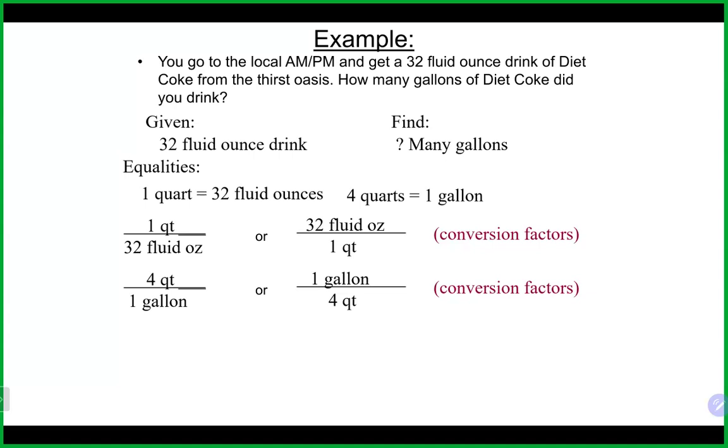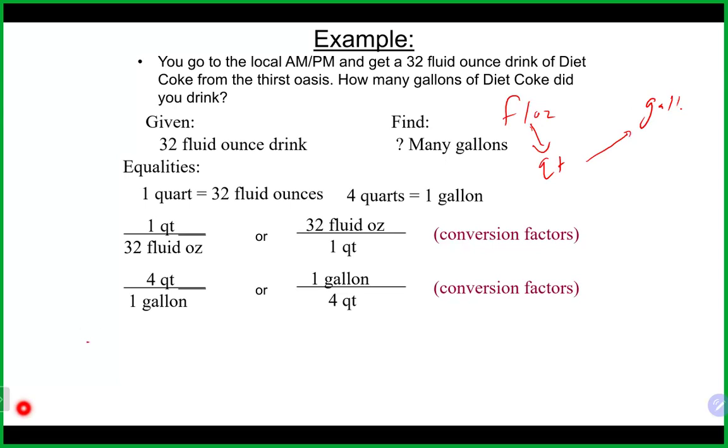Okay, so let's take a look. Again, you want to think about when you're doing a conversion problem, sort of where you're starting and where you want to end, and a pathway to sort of get you there. So in this case, one pathway was we could go from fluid ounces to quarts and quarts to gallons to kind of get us there. Again, you want to find some equalities that will get you there, and obviously the conversion factors there.